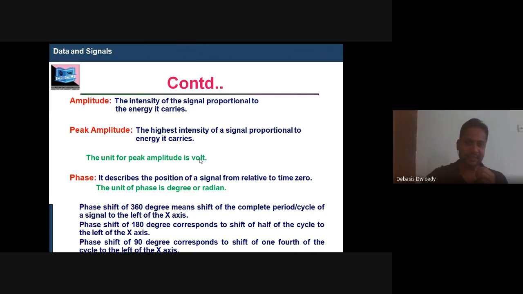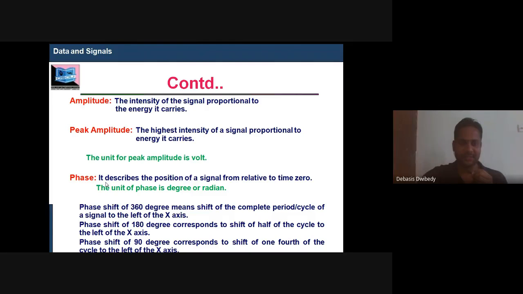So a signal amplitude is nothing but the energy that the signal carries. That's why the unit of the amplitude is volt. Okay, another concept is phase. It is also very important. We will see pictorially. So let us first go through the definition.